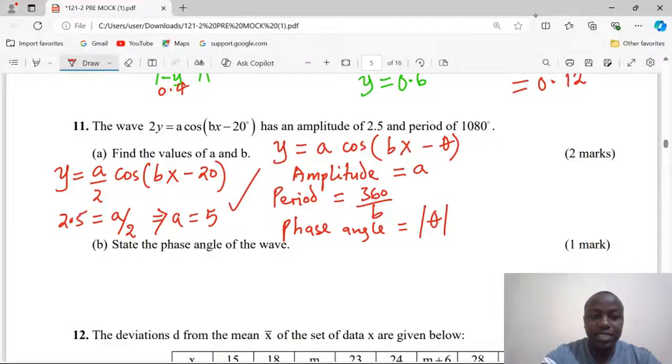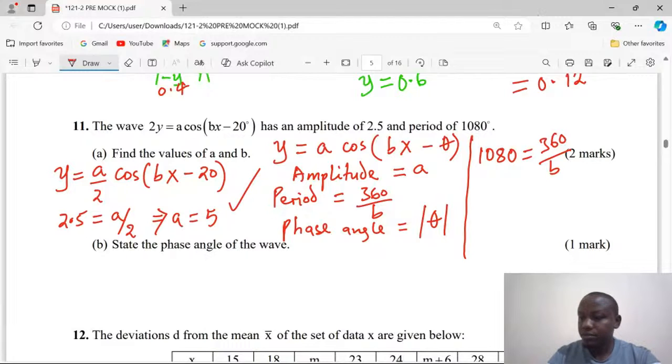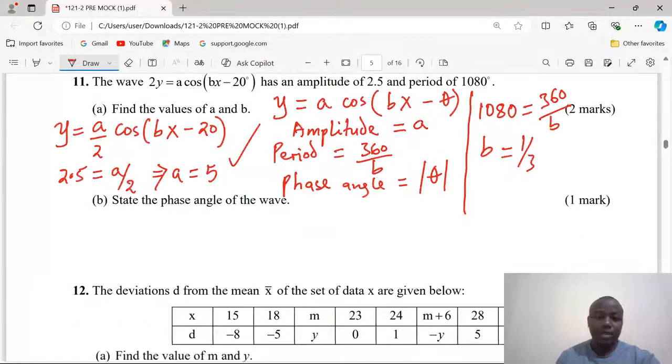The next is to find the value of B. We are saying that the period, which is already provided, will be the same as 360 divided by B. So to get the value of B, we need to take 360 over 1080, sorry, not 1080 over 360, but 360 over 1080. This is 1 over 3. So B is 1 out of 3.